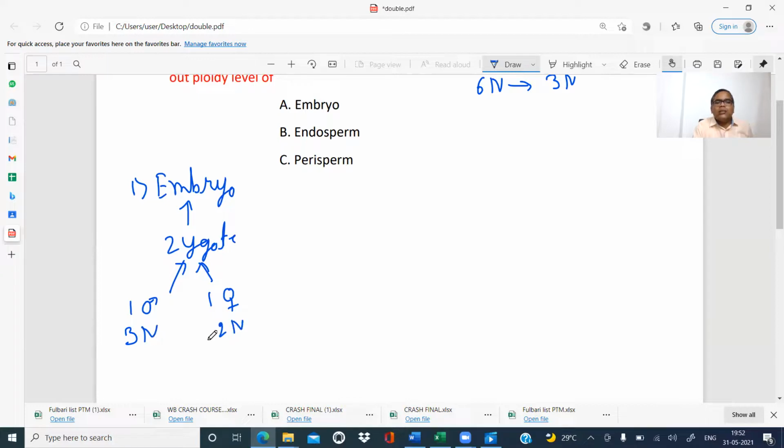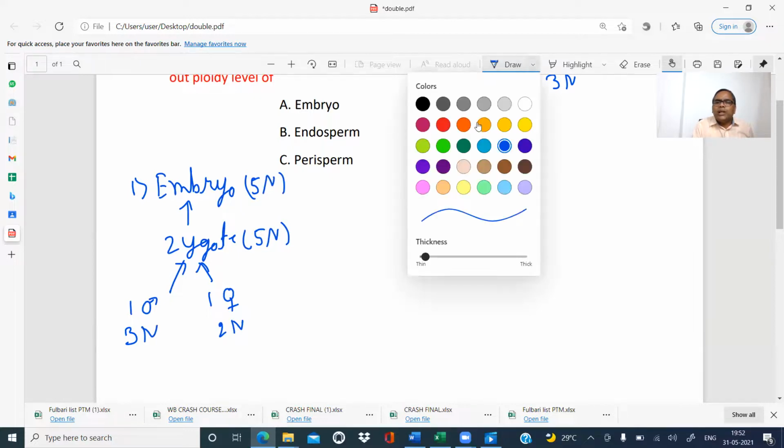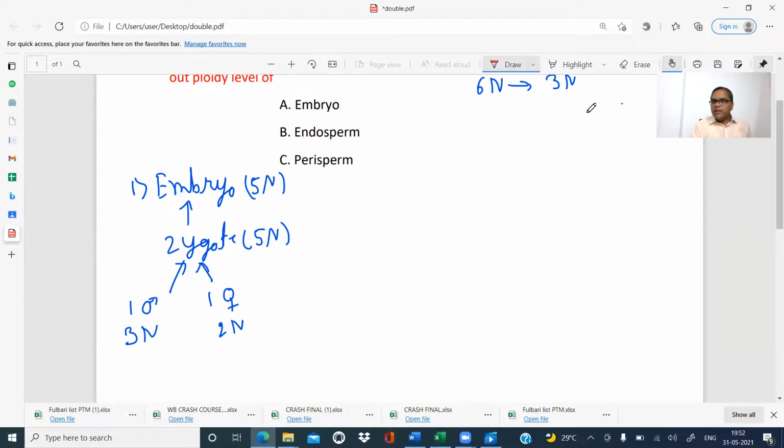So 3N plus 2N clearly means the zygote is going to be 5N. So in this condition, the zygote is 5N. If the zygote is 5N, then definitely the embryo is also 5N. So we can easily find out that the embryo in this condition will be 5N.